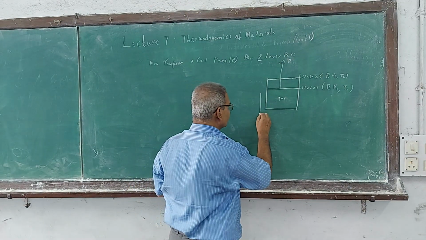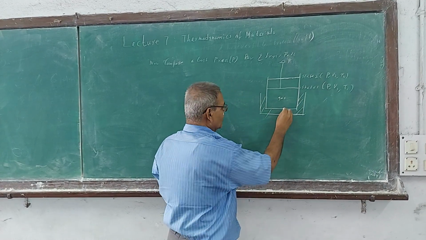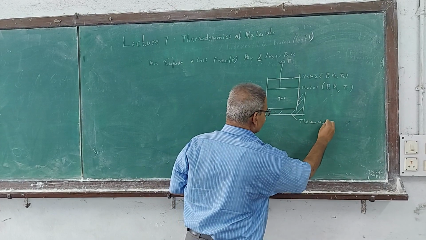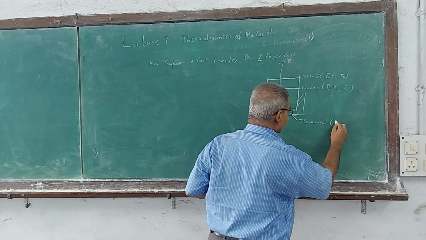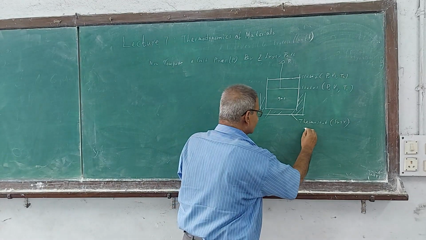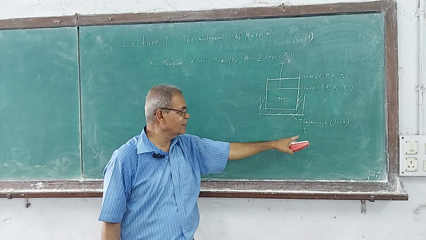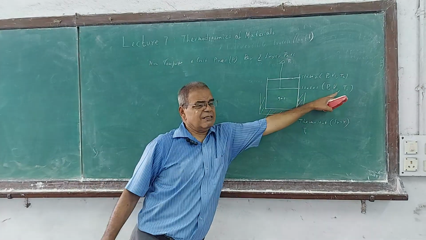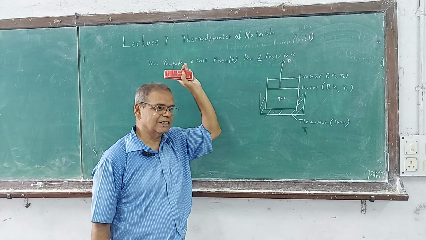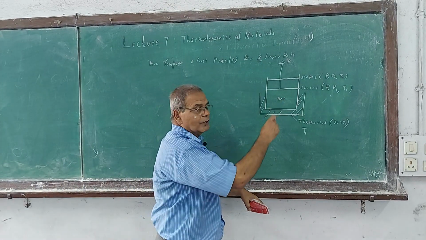This is also a kind of initial state. The initial state has a thermostat. What is a thermostat? It means the surrounding. What is the initial temperature? T1. Initial state T1, and the initial temperature is the same, and pressure external and internal are the same, and volume is V1.